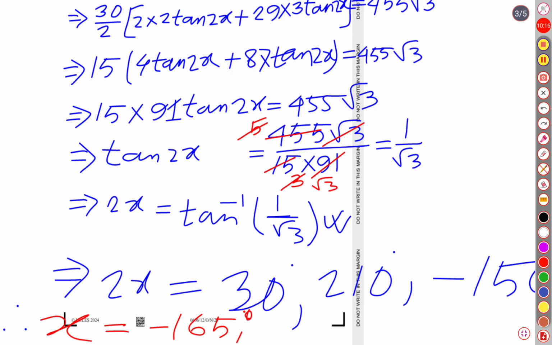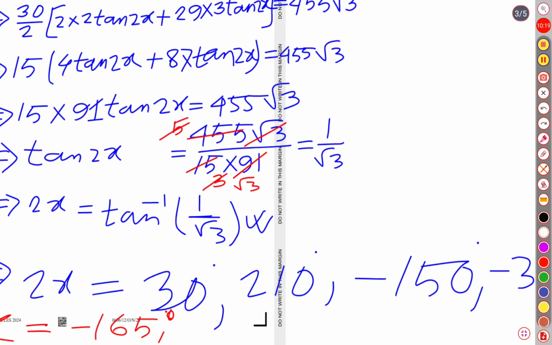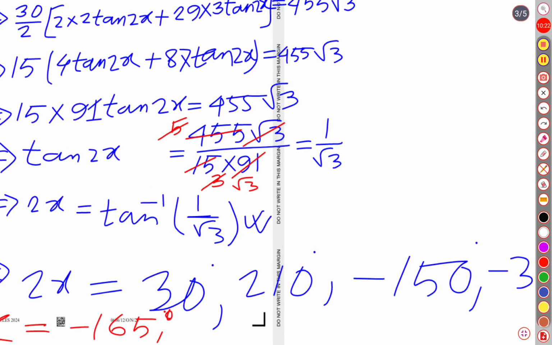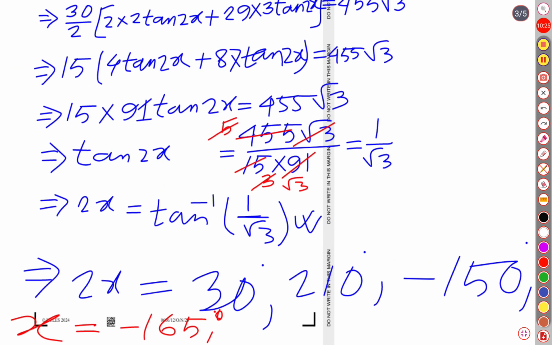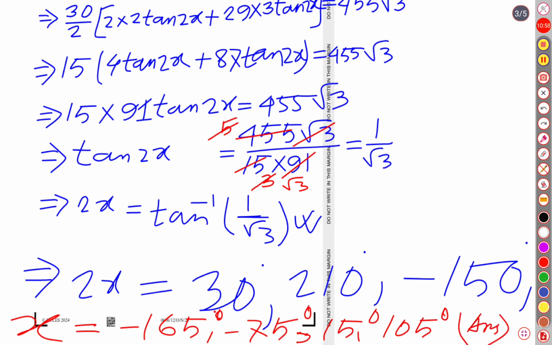Then the next value is, if we divide negative 150 by 2, it is going to be negative 75 degree. After that, the third value is 30. If we divide 30 by 2, it is 15 degree, and the greatest of all values is 210. If we divide 210 by 2, it is going to be 105 degree. So that's all about the values of x.